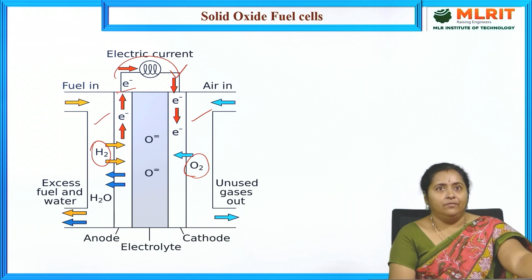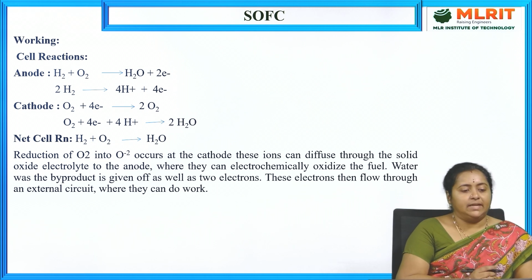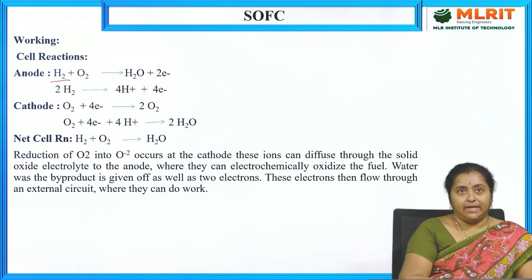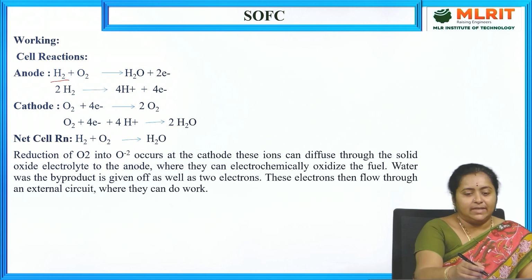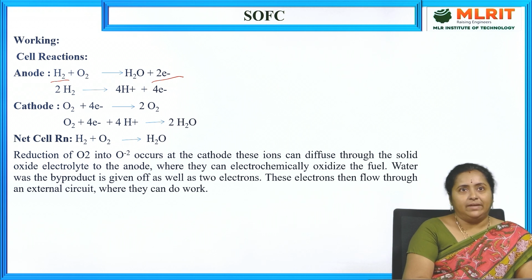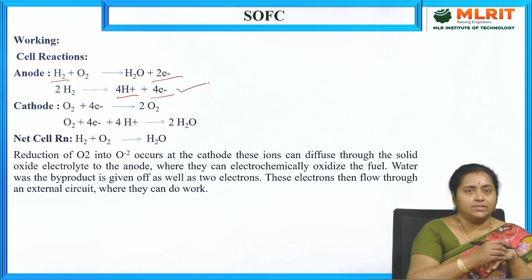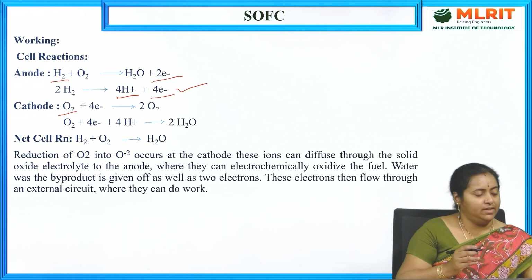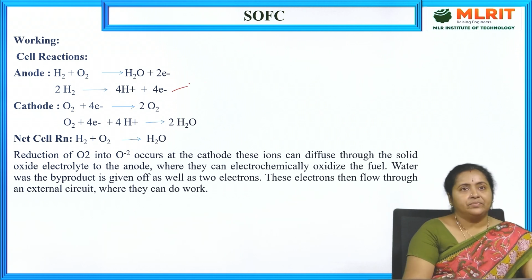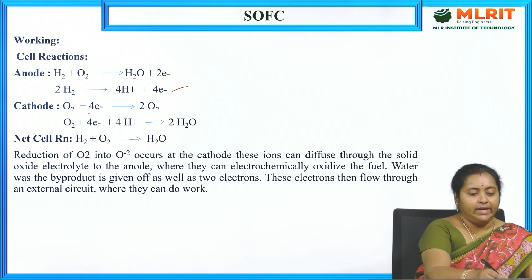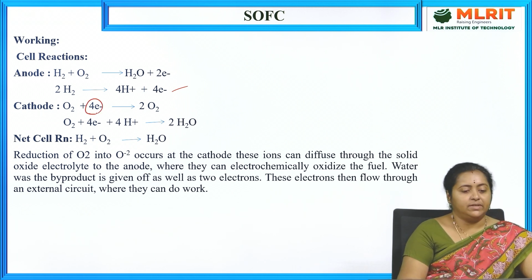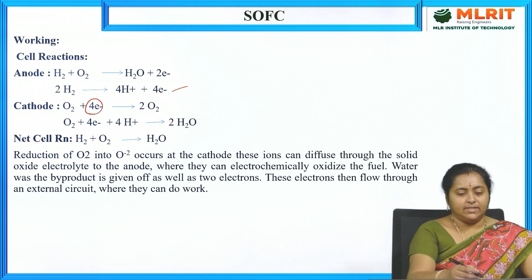So let us see the working part. Coming to the working, the cell reactions include, at the anode, the bubbled hydrogen gas, which releases electrons by undergoing oxidation. It releases its corresponding H plus ions along with the electrons. At the cathode, oxygen gas is bubbled, so it has to undergo reduction. The electrons which were lost by the anode, that is hydrogen, were gained by the oxygen, thereby it is converted into O2 minus. If you notice, that is the reduction reaction.